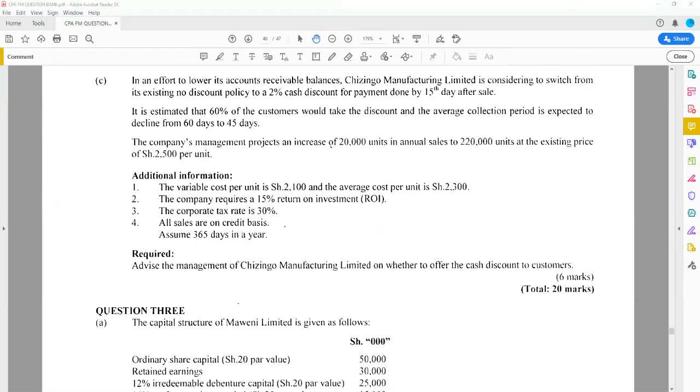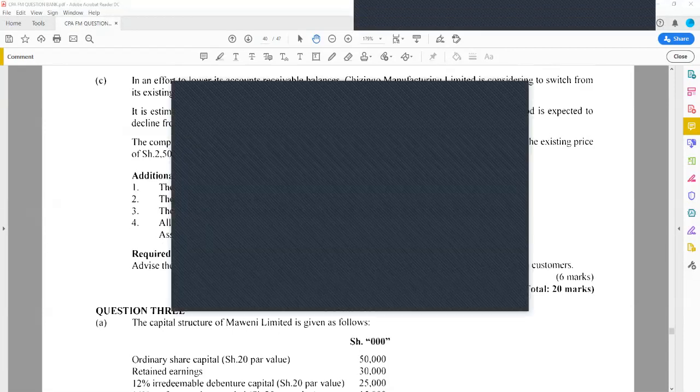So suppose you have gone through the question, we can attempt it together. In this question, we are told that we need to make a decision as to whether this cash discount offer is worthwhile for the customer. So allow me to use Excel for this one. I don't have the solution and I want to store them. So allow me to use Excel.